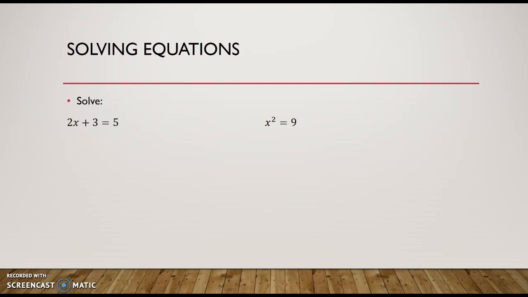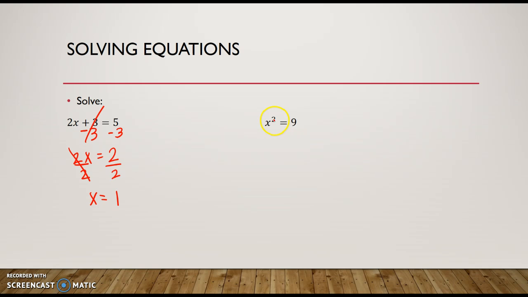I've got a linear example and a quadratic. To solve a linear, my goal is just to get x by itself. So the first thing I'm going to do, I'm going to start farthest from my x, which is this plus 3, and I'm going to subtract it. I'm just going to move it to the other side by applying the opposite operation. So the opposite of adding is subtracting. So then I have 2x equals 2. Then to get x by itself, I'm just going to divide by 2. So our goal is to slowly work our way to get x by itself, and we end up with x equals 1.